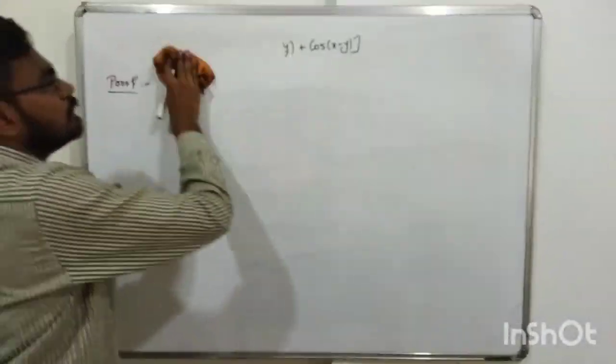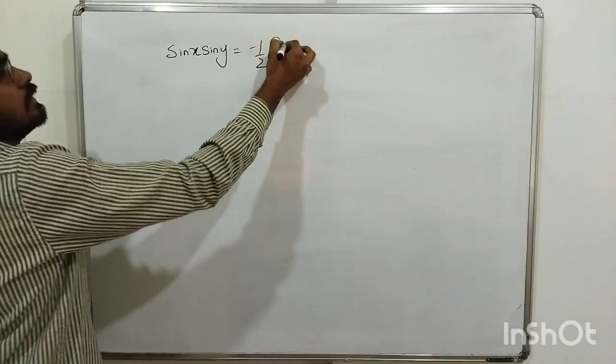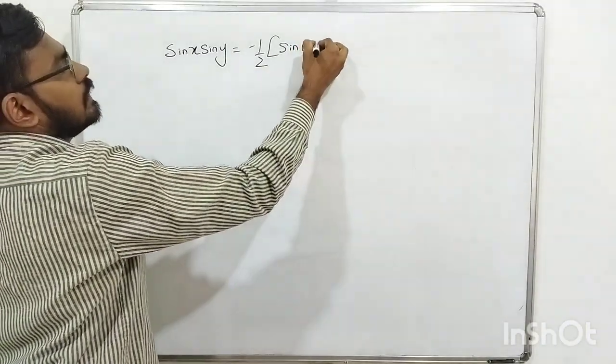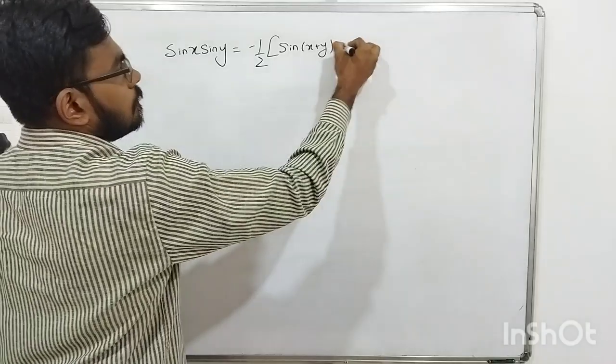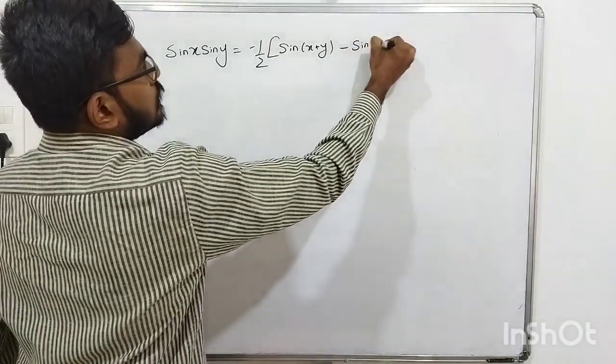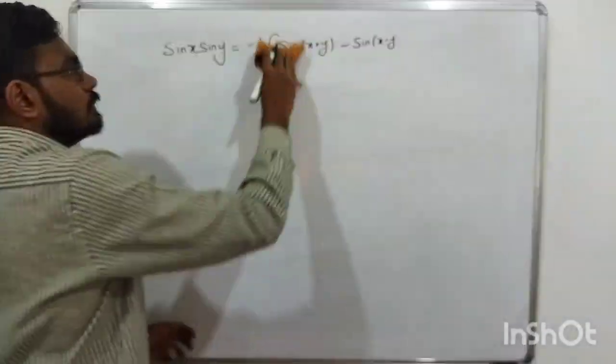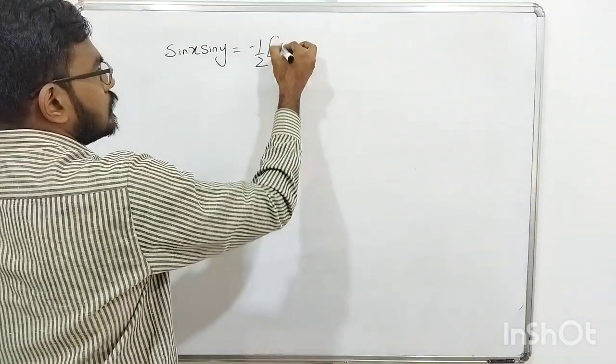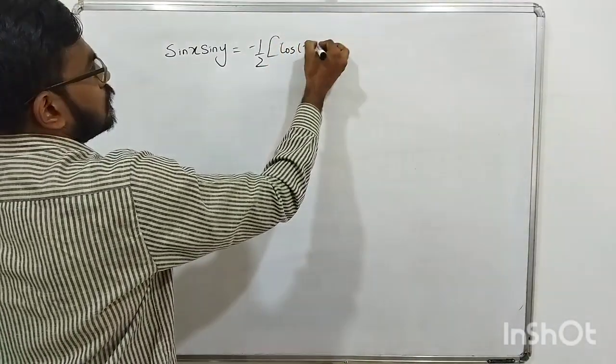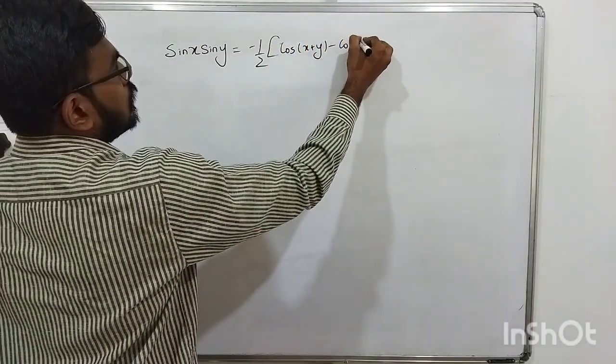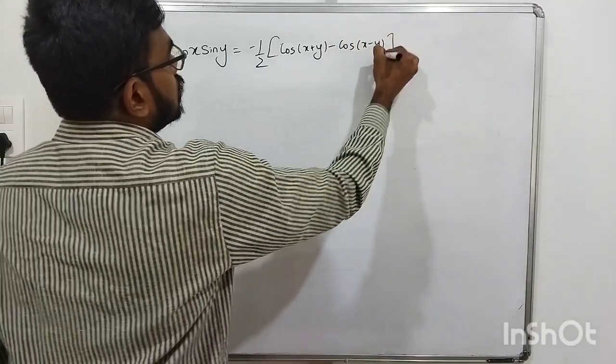So easy now, so I'm going fast. Fourth one, sin x sin y is equal to minus half of cos x plus y minus cos x minus y.